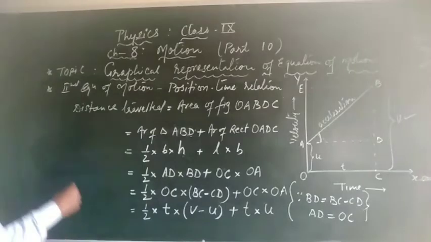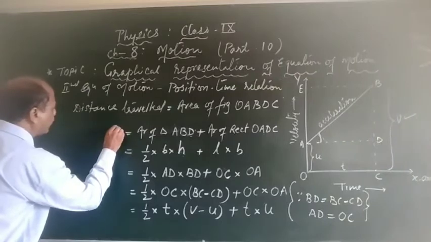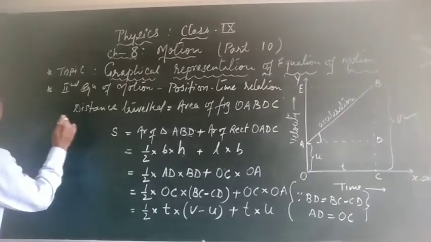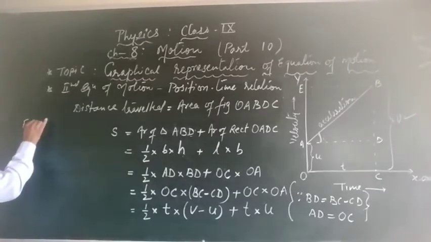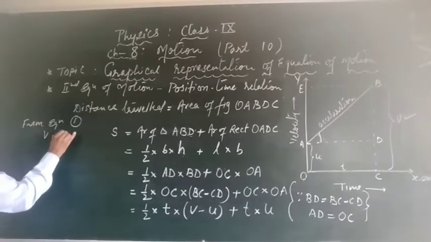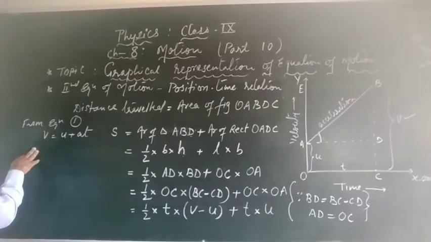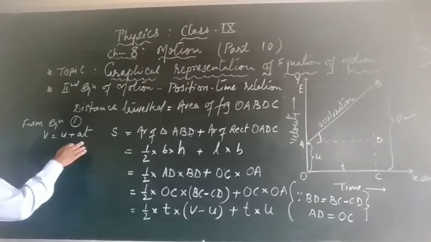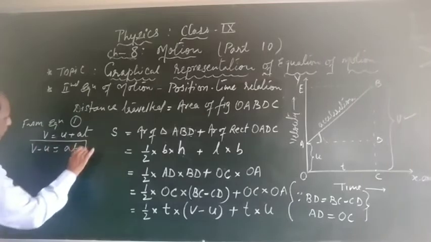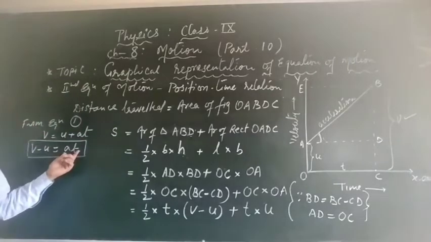So what is equation 1? Let us see. This is the area, the distance traveled will be s. From equation 1, it was v equals u plus at. So if I take this u on the left side, it becomes v minus u, and here we will get at. So v minus u equals at. This we obtained from equation 1. Now we can replace this v minus u equals at here.